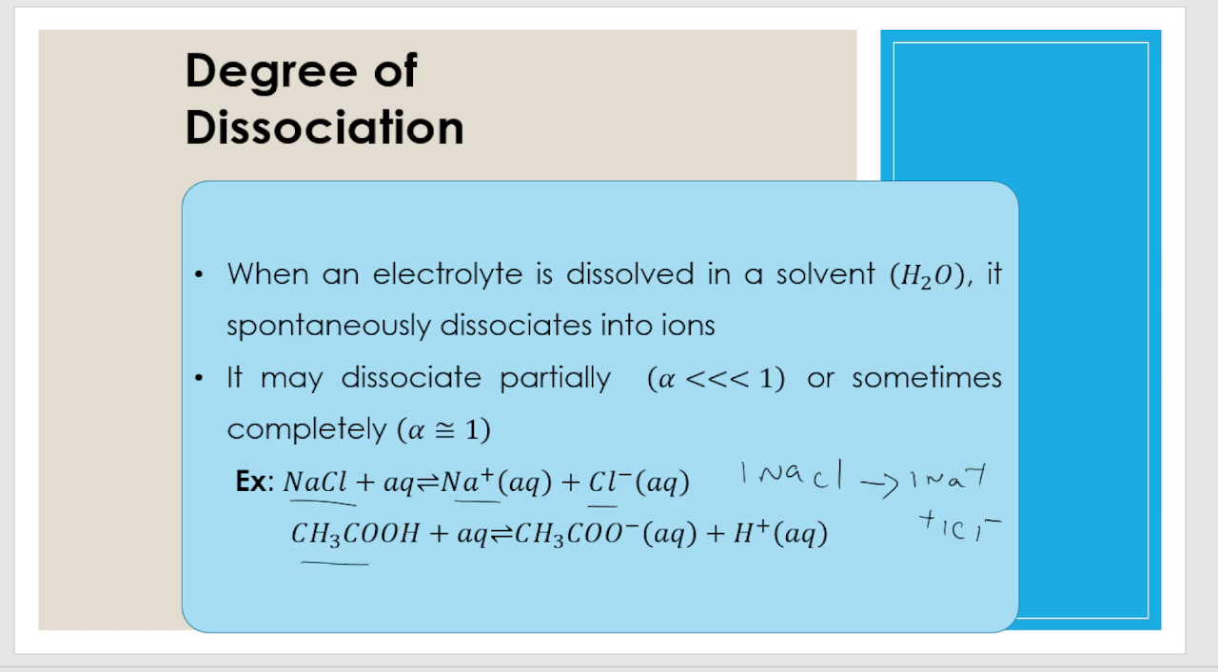Suppose we consider a weak electrolyte like CH3COOH. For 1 mole of CH3COOH, only 0.7 or 0.6 moles of CH3COOH undergo dissociation or decomposition. So if the electrolyte is very weak, far less than 1 mole of electrolyte will undergo dissociation. To measure that dissociation, we have the letter alpha, which is called degree of dissociation.